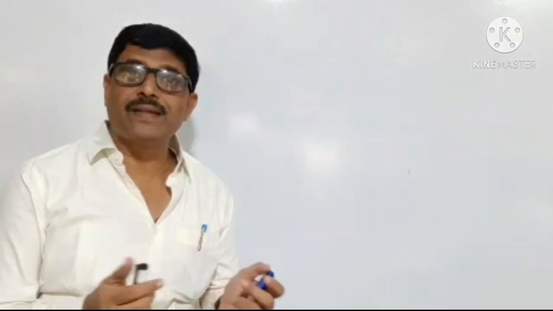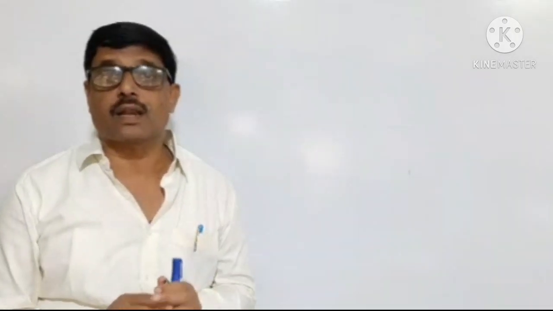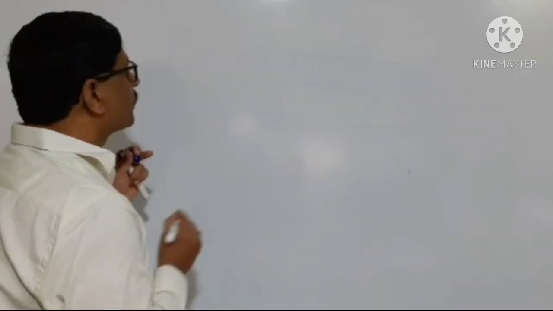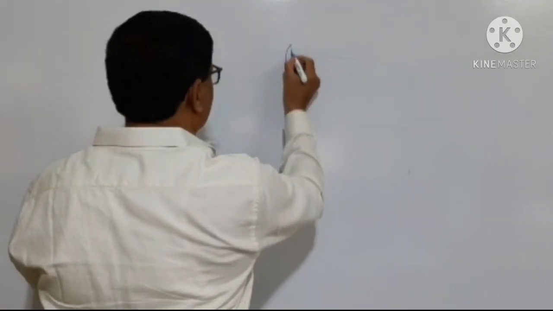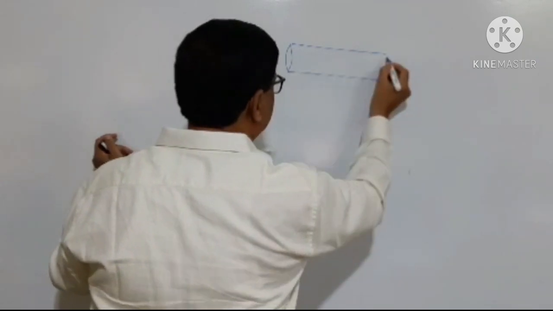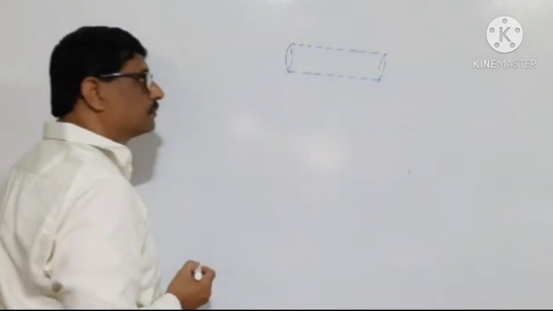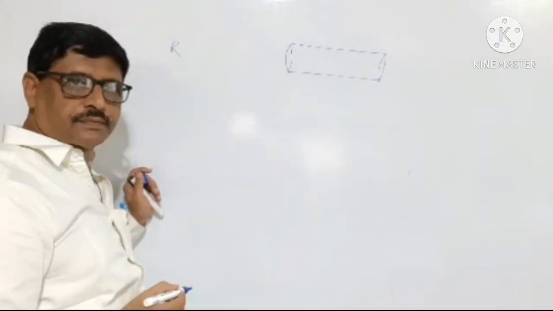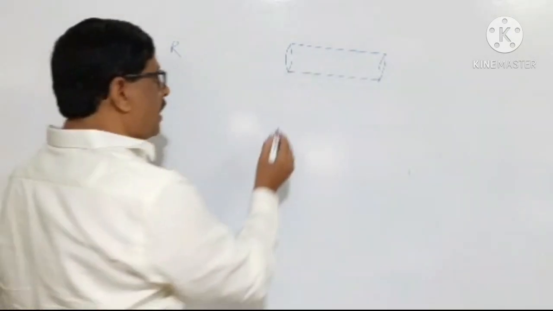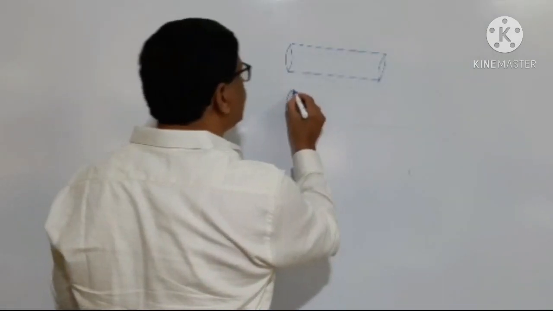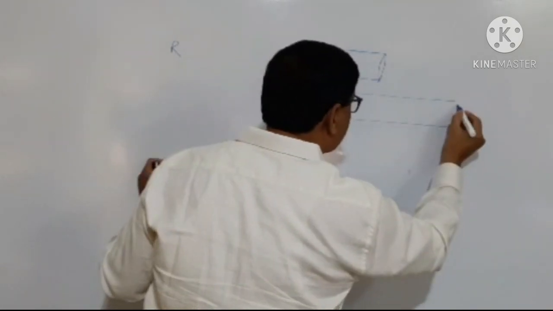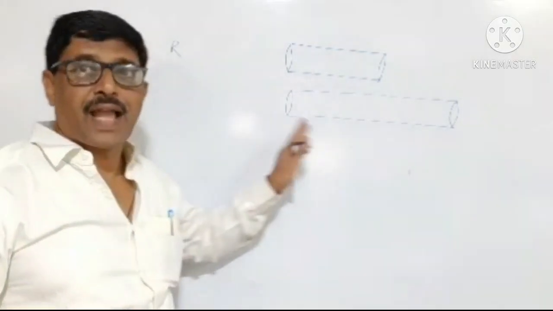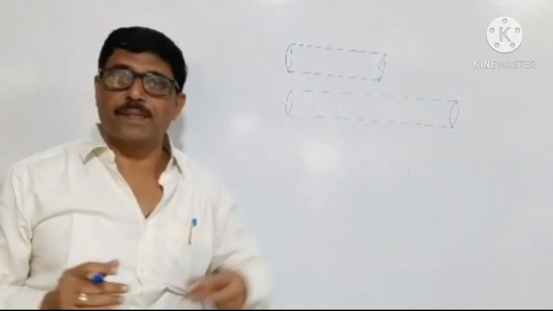Hereafter we will see what we mean by the resistivity and conductivity of the conductor. For that, let us consider there is a conductor of some length L. It has a resistance R. And at the same time we will consider another conductor of the same cross-sectional area, of the same material, but having length more than that of the previous one.